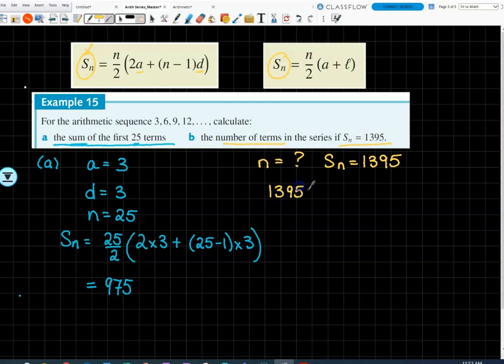1395 equals N over 2. 2 times A, so happy that I've written 6. Plus N take 1, N is 25. Oh, no it's not. We don't know what N is in this case, that's what we're trying to find. So it's N minus 1 times D, which is 3. Now let's just play around.